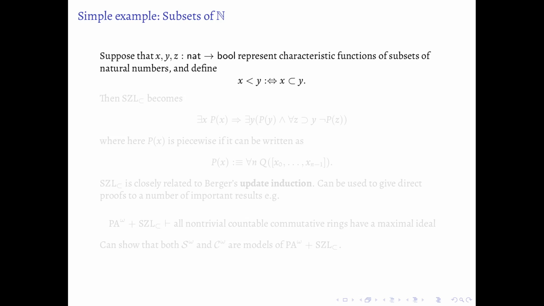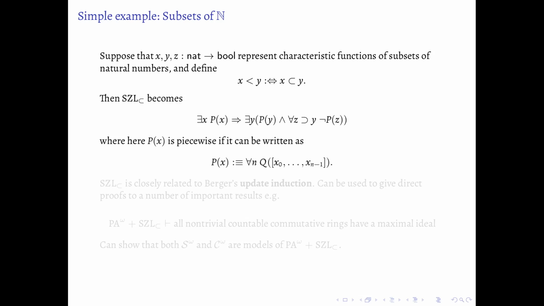Suppose we're working with our main objects here being characteristic functions of subsets. So these are things that can be typed nat to bool, and my relation is just the strict subset relation, coded up in a suitable way. Then my syntactic Zorn's lemma becomes something of the following form. It's a maximum principle, or in other words, an induction principle over extensions, over the proper subset relation. And in this context, I take P to be piecewise if it can be written as a universal quantification over finite initial segments of my sets.